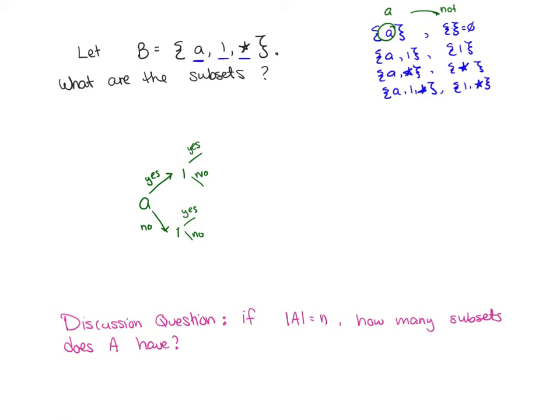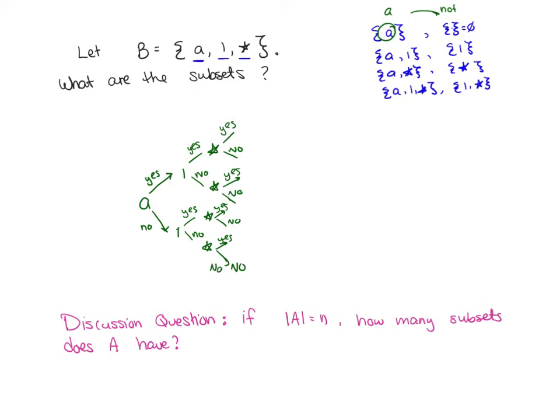And then finally, for the last element, star, we'll ask ourselves, is star in the set? And if we say yes, we'll put it in the set. And if we say no, we won't. So yes, no, yes, no, yes, no. Okay, so what do I do with all of this?